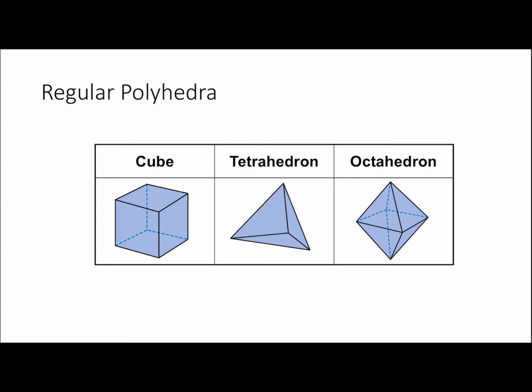The next one is a tetrahedron. This is made up of 4 regular triangles. So again, equilateral and equiangular. And they're all connected. You can see that one there.